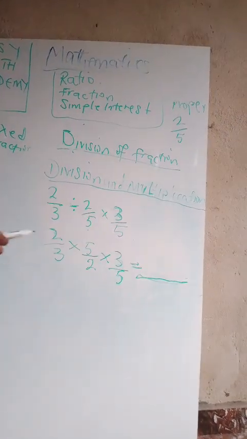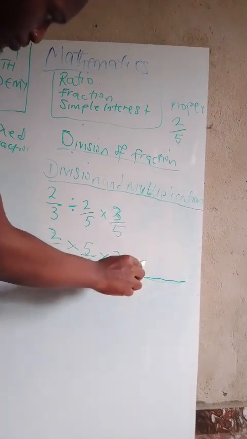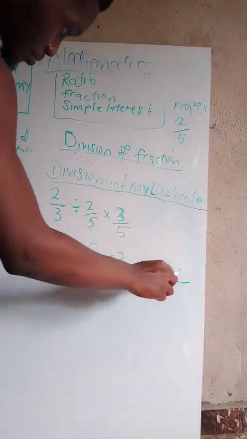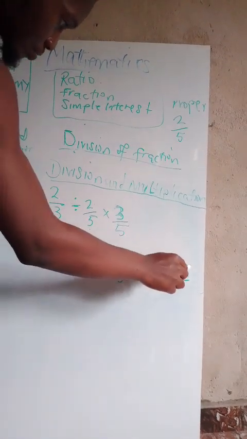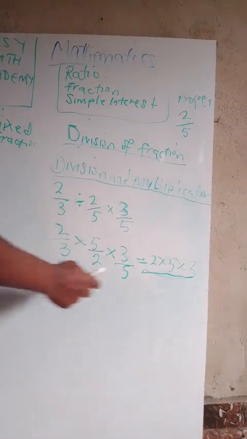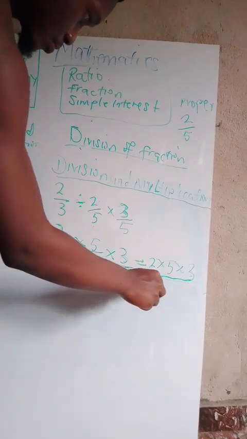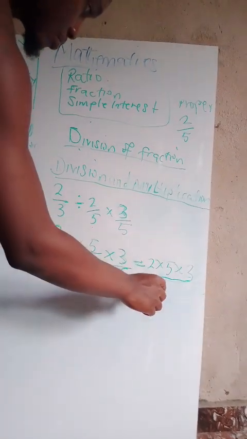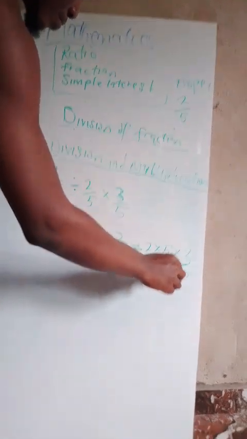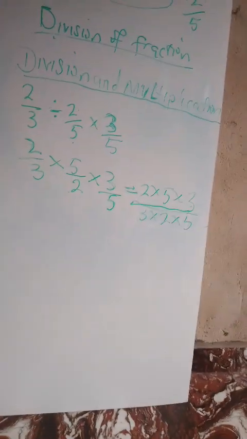Then we multiply the up one. 2 is here, 5 is here, 3 is here. Then we come to the down part. 3 is here, 2 is here, 5 is here. So now this is what we are going to do.